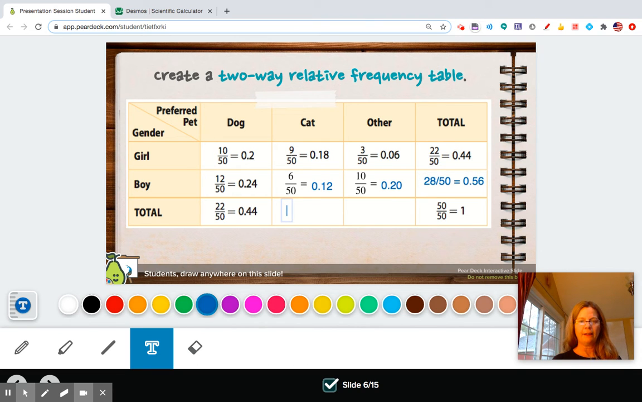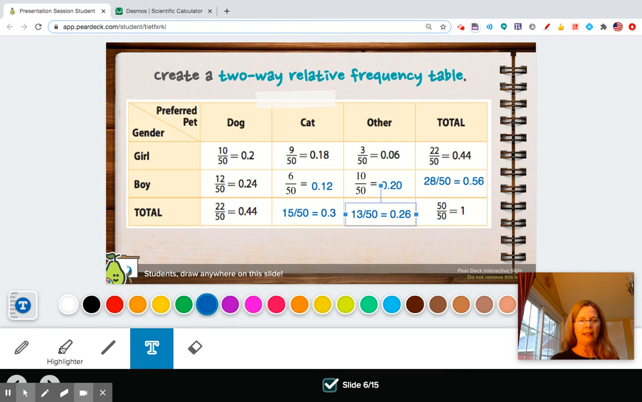All right, now we're going to add down. 9 plus 6 is 15 over 50, which is the same thing as 30 over 100, or 0.30, or 0.3. And then we're going to add down here. 13 over 50 is the same thing as 26 over 100, or 0.26.